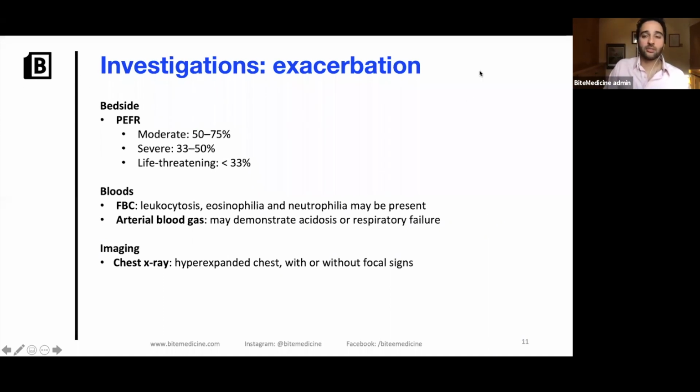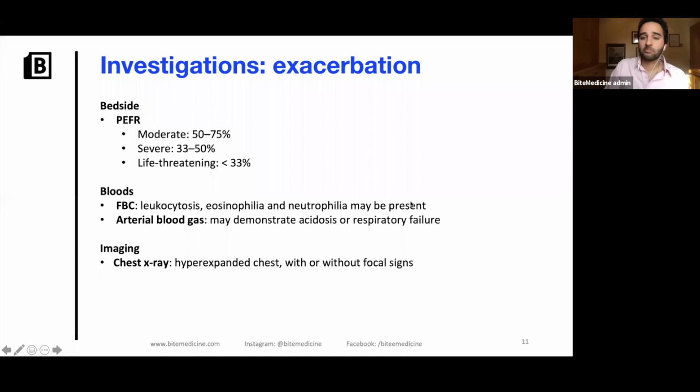So what are we going to do if a patient comes in with an exacerbation of asthma? So these patients, they're puffing away, wheezy, breathless, coughing, and they just look awful. And you're in the A&E department and you're assessing them. Well, let's follow this approach: bedside, bloods, imaging. The bedside test, peak expiratory flow rate. And these are a few cutoffs that you guys should be aware of. Most importantly, is probably going to be your life-threatening below 33%.